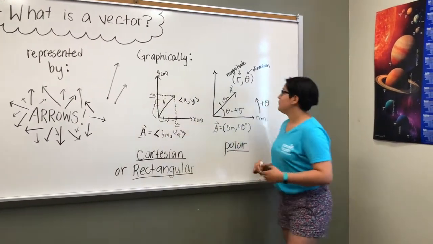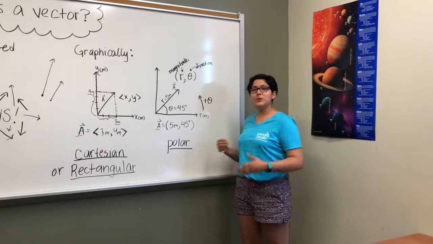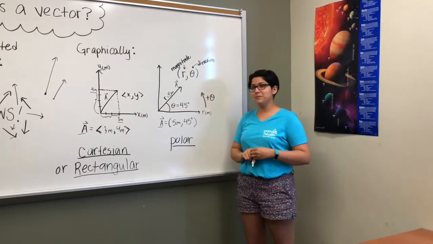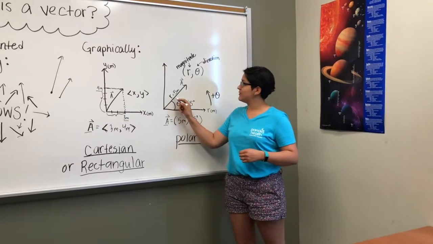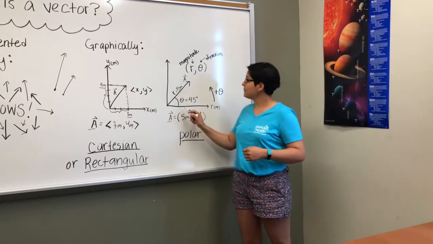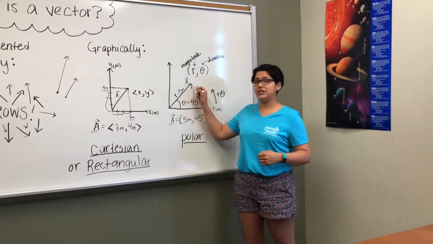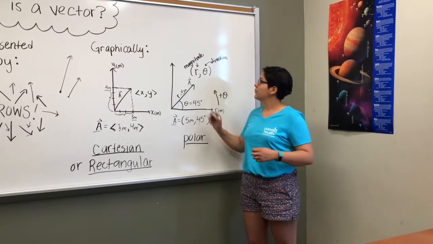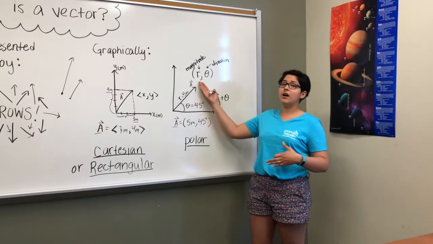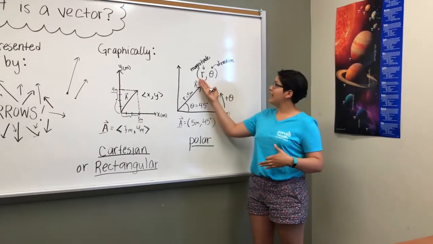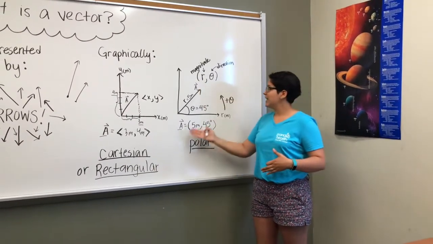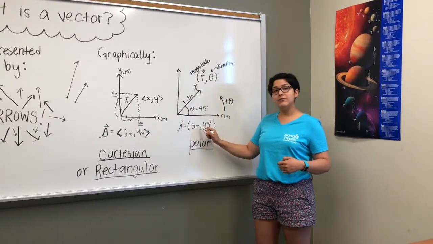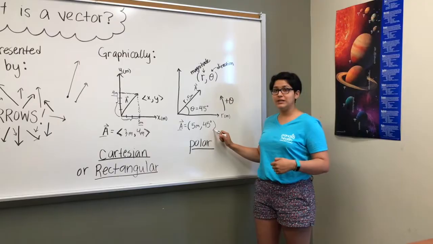If we want to do so in polar coordinate systems, we're actually more interested with the length of the vector. So here, the radius of the vector is 5 meters, and the angle between the vector and the x-axis is 45 degrees. So we describe this vector using the r comma theta form, or magnitude comma direction. So this A vector can also be described as 5 meters, 45 degrees.